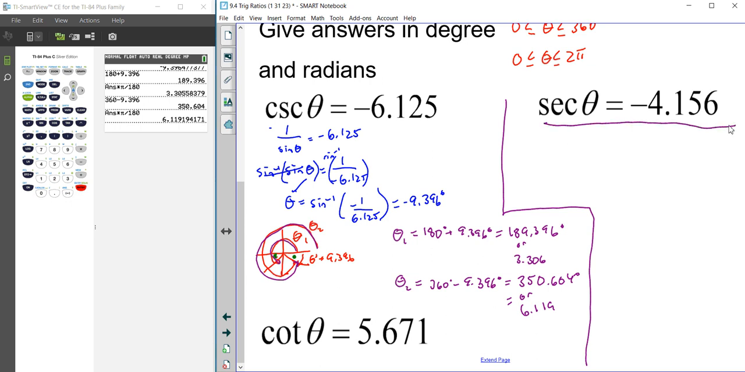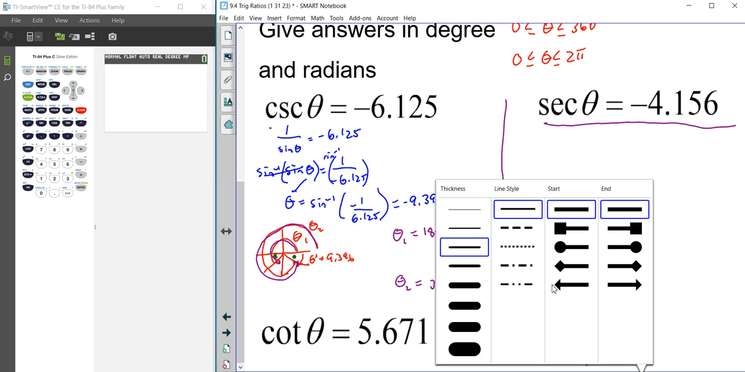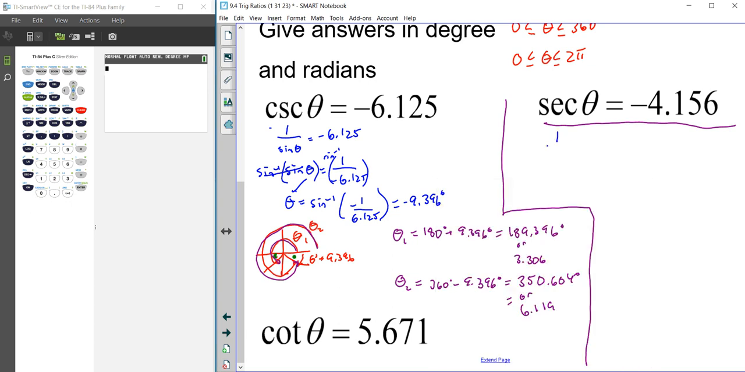You can pause the video and try it out, but I'll go through it right now. This one, once again, we want to convert this into sine and cosine because we can't do that any other way. So what we're going to do is we realize secant is 1 over cosine. And so right here, we have 1 over cosine of an angle equals negative 4.156. And so cosine of this angle is going to equal 1 over negative 4.156.